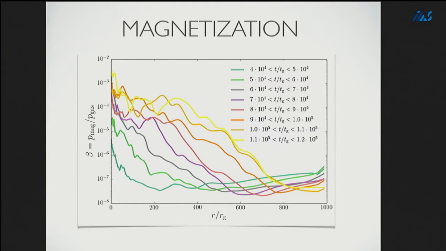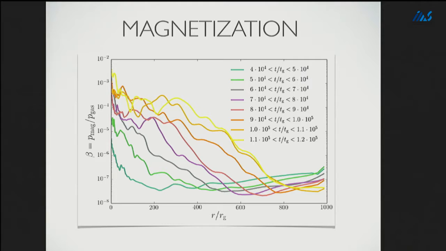This shows the ratio of the magnetic to the gas pressure as a function of time, shown with different colors, and as a function of the radius. And we see that the power of the magnetic field grows with time, extends to the larger radii, but it saturates. And it does not saturate at the level where we would expect it. For a regular disk, it would be 10 to minus 1 of the total pressure.